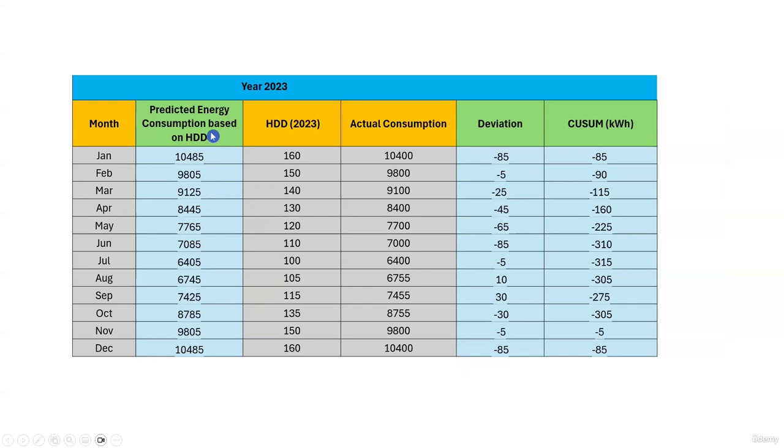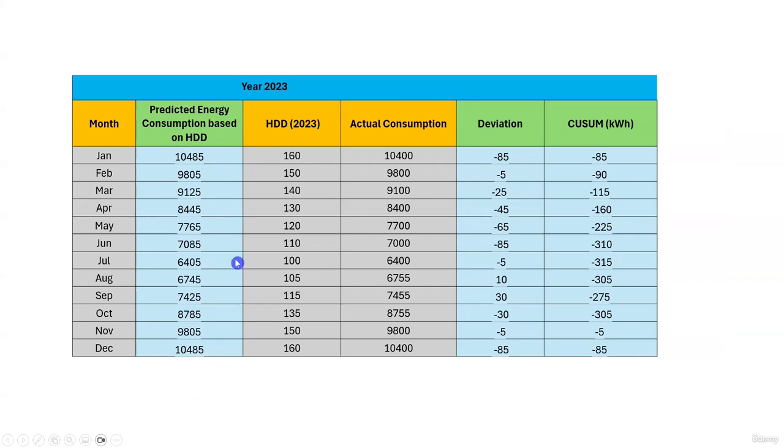I already showed you how to predict the energy consumption for year 2023 using the baseline of year 2022. Just a recap, for year 2022, we saw how we used heating degree day and energy consumption to come up with an equation, a regression equation in the form of y equal to mx plus b. Once we create the equation using Excel, we can substitute the values of heating degree day for year 2023 in the equation and predict the energy consumption for year 2023.